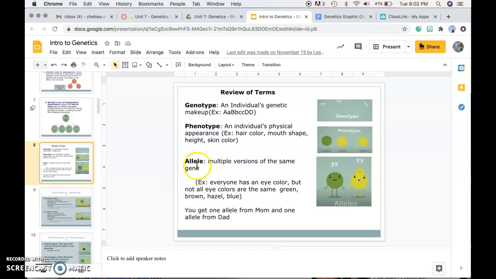Now, an allele is a version of the same gene. So we've got 2 alleles here, a big Y and a little y. Both of them code for the color of the pea plant, but it's 2 different colors, 2 different alleles. Little y's code for green and big Y's code for yellow.